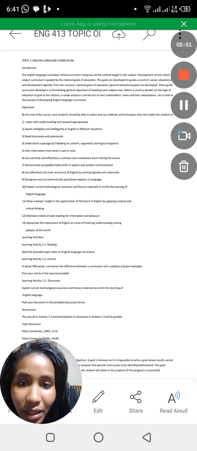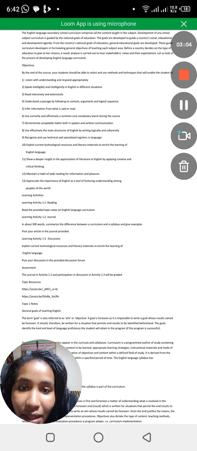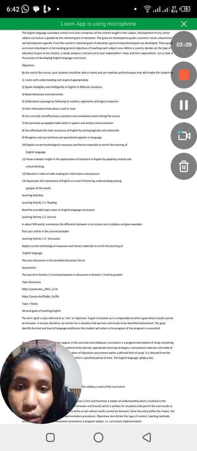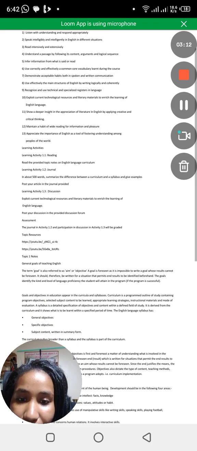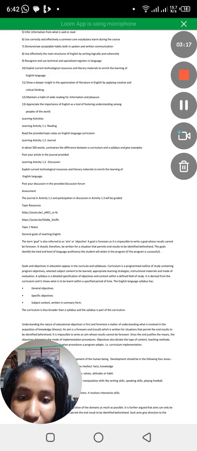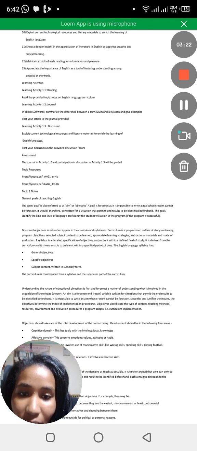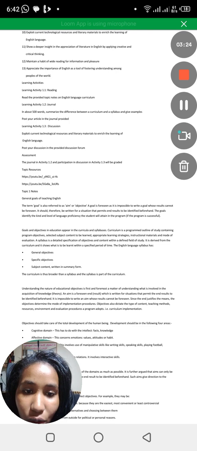First of all, begin with these general goals of teaching English. The goal is also referred to as aim or objective. A goal is foreseen, as it is impossible to write a goal whose result cannot be foreseen. It should therefore be written for a situation that permits end results to be identified beforehand. The goals identify the kind of language proficiency the student will attain in the program. Goals and objectives in education appear in curriculum and syllabus.